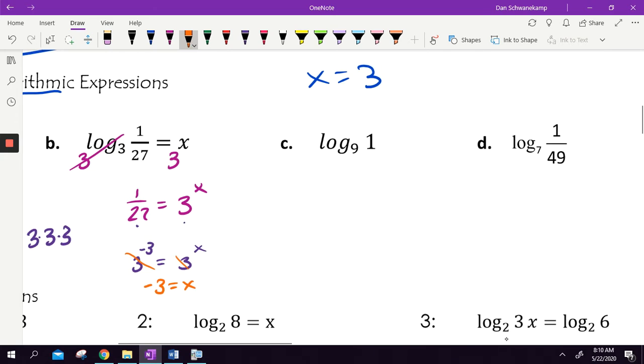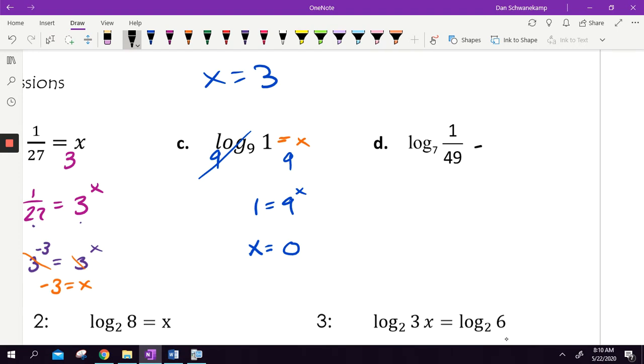Letter C, again, we've got log base 9 of 1. Well, I don't want to leave it like this. I want to rewrite it as an exponential, so I'm going to make it equal to x. I'm going to raise both sides to a base of 9. 1 is equal to 9 to the x power. 9 to what power is going to get you 1? That's a math fact you need to know. Anything to the 0 power gets me 1, so that's what x is there.